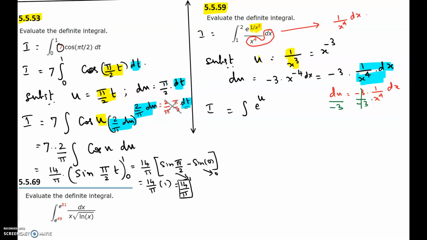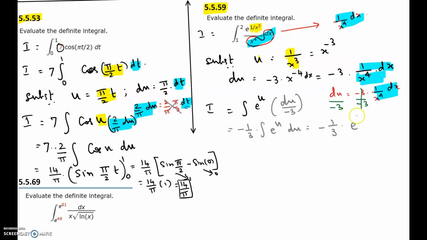So this part in the integral, which is 1 over x to the power 4 dx, can be written as du over negative 3. So it is negative 1/3 integral e to the u du, and the integral of e to the u is e to the u.